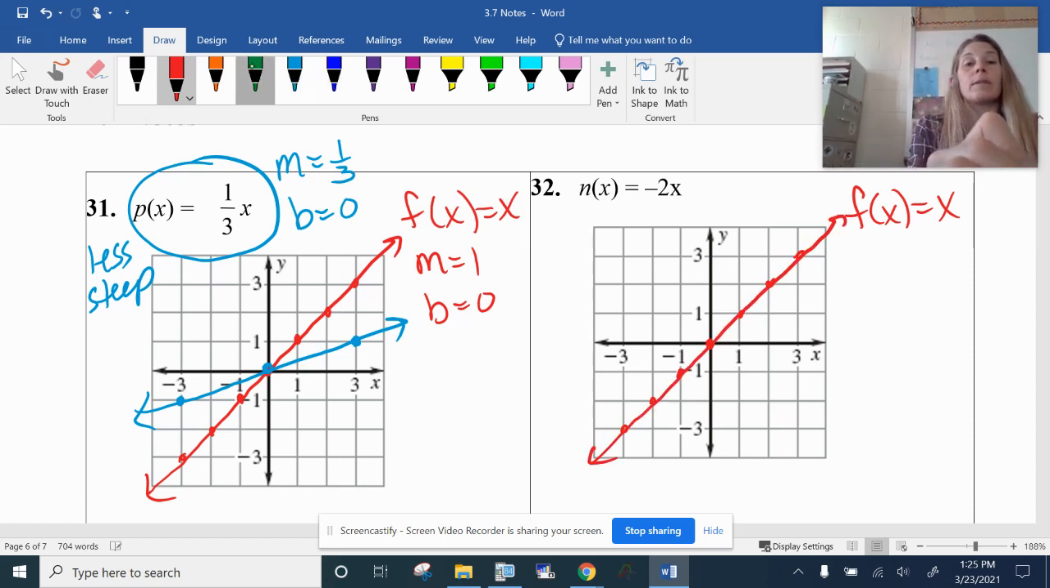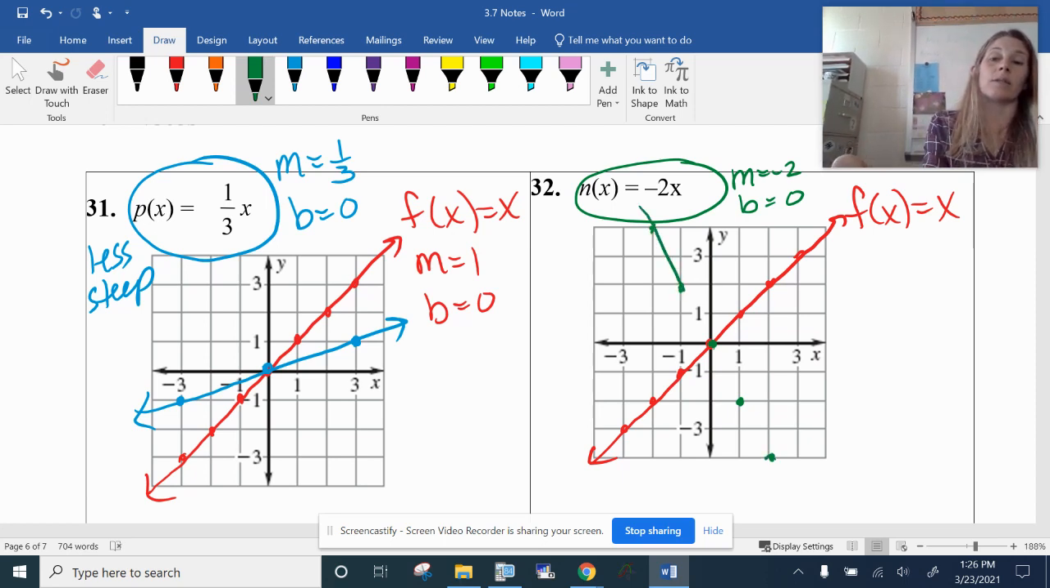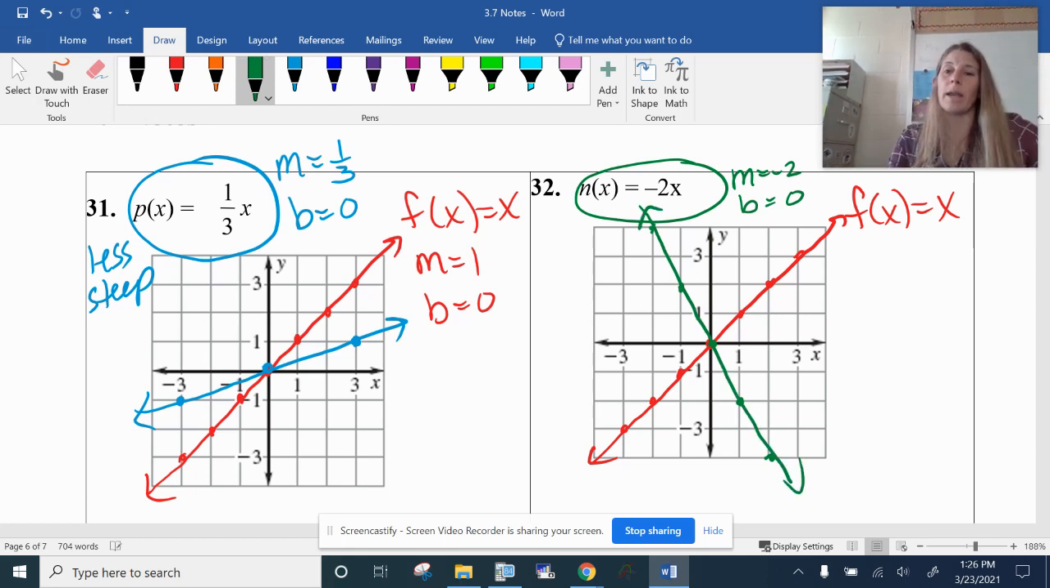Okay, but this time I have a -2x. So my slope is -2 and my y-intercept is the origin. So the origin's still the same, but this time I'm going to go down 2/1, down 2/1. So notice this one does look a little steeper because 2 is a larger value than 1, but it's a -2, which actually changes direction.